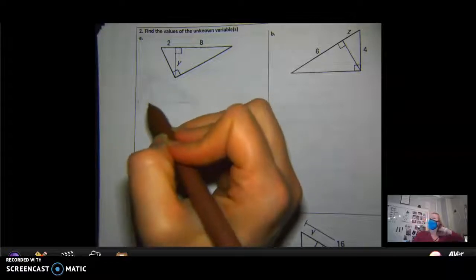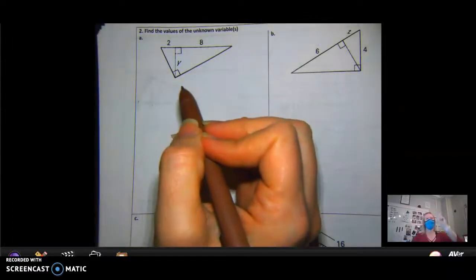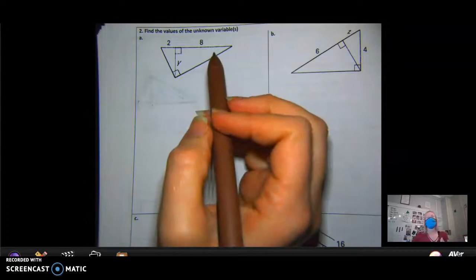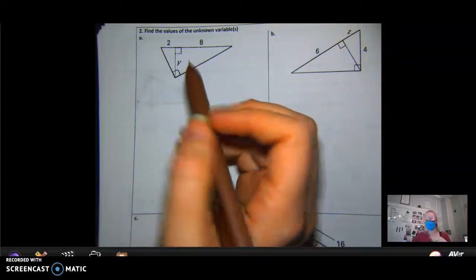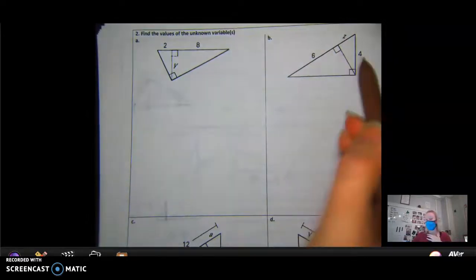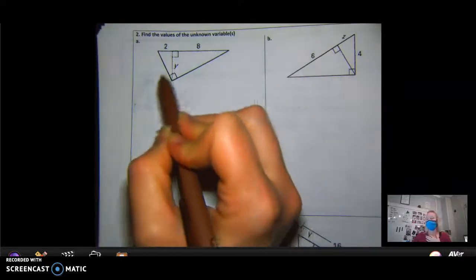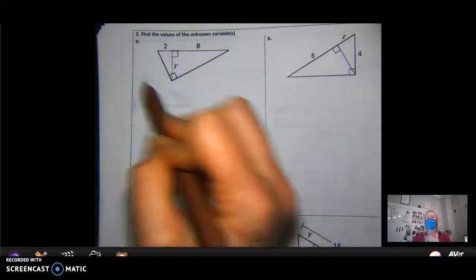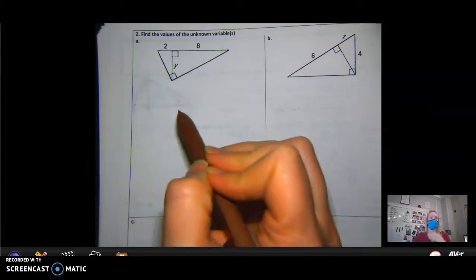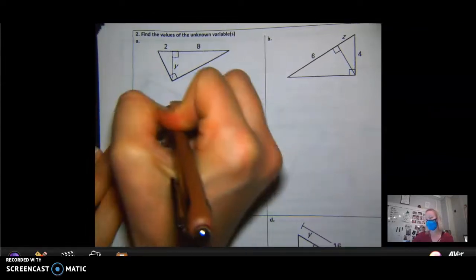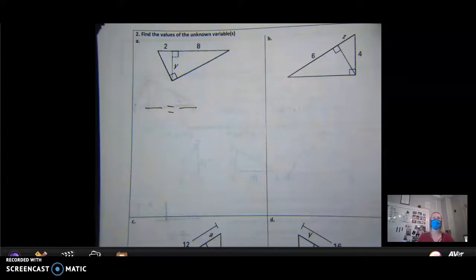Okay, so we essentially have two methods to use. We have a T and we have a check. Typically, if you're going to have to use the T, they will put a number or a letter on this altitude here. Okay, so which method do you think we are going to use on this first one? A T. So we want something over something equals something over something. So how do you think we can set up this T?